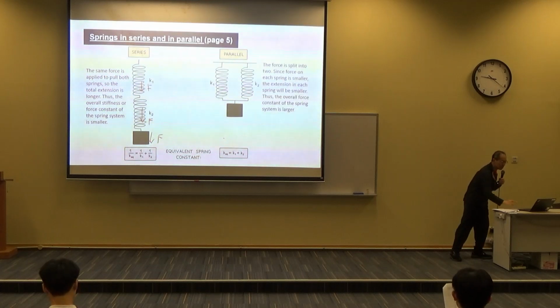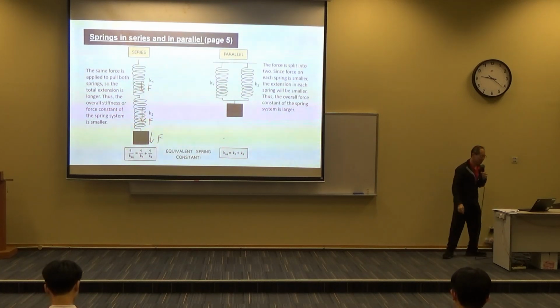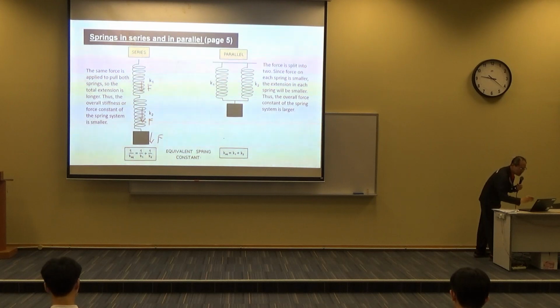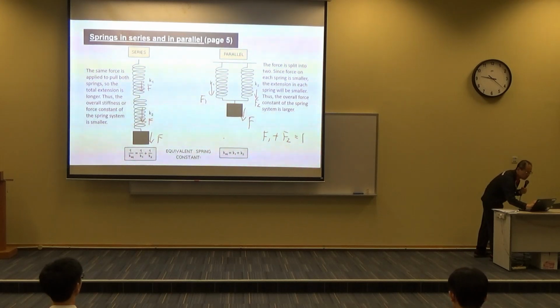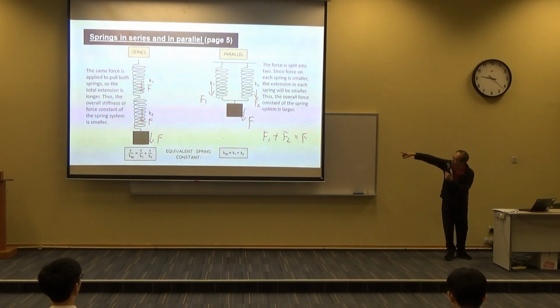Now what happens when you connect them in parallel? You will realize that if I connect in parallel, this F seems to split into F1 and F2, such that F1 plus F2 must equal F. You see that the force acting on each spring now becomes smaller, so the extension created will be smaller. So it seems harder to stretch two springs in parallel. Therefore, for the spring constant, you add up.